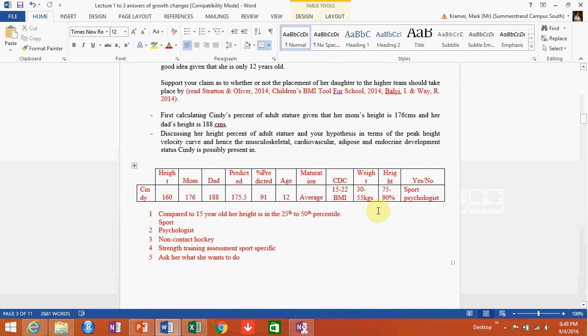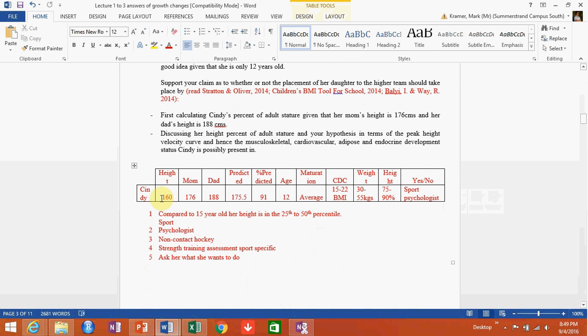However, the question is, should she move on? Discuss her height percent of adult stature and your hypothesis in terms of peak height velocity curve, and hence her musculoskeletal, cardiovascular, adipose and endocrine development status. Okay, so let's look at her height and her weight compared to that of a 15-year-old.